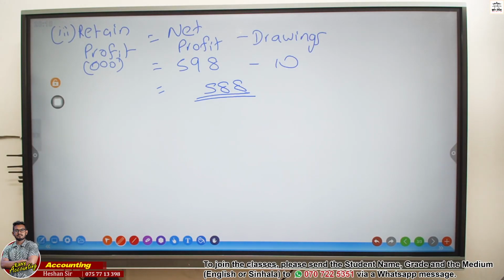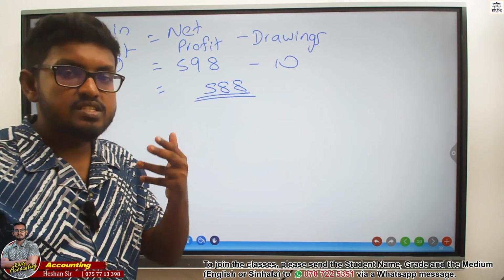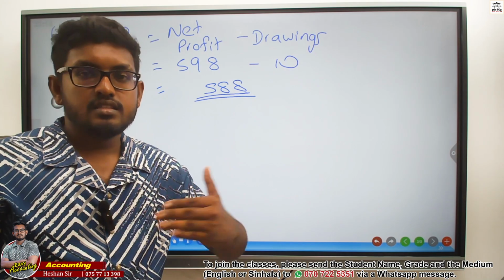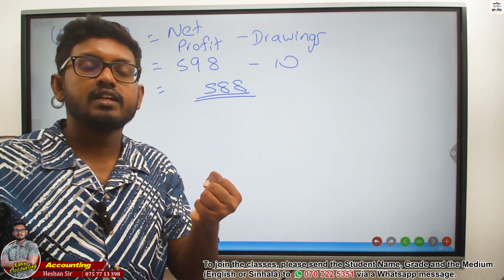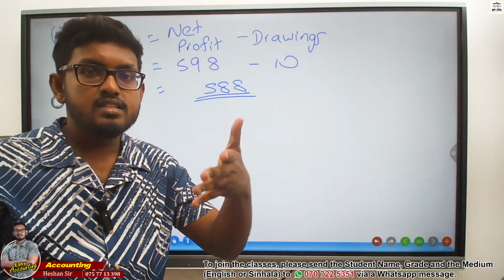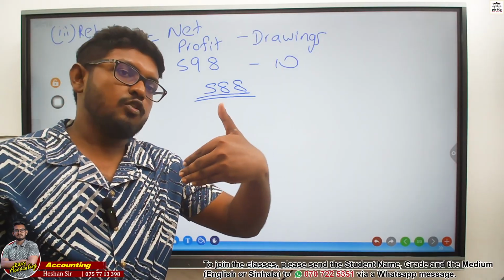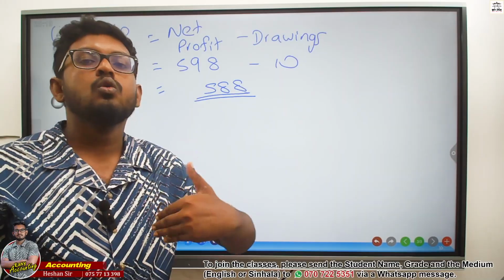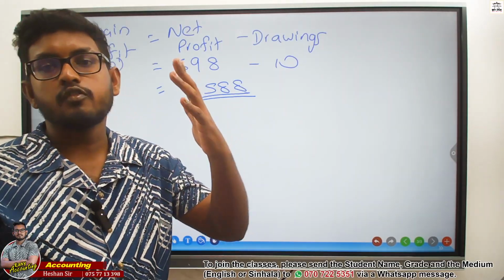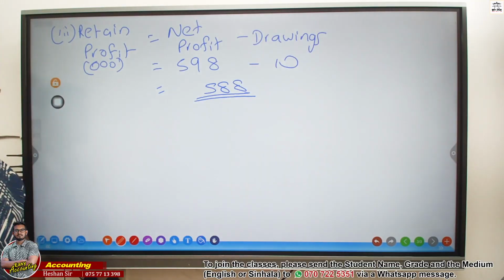So the net profit minus drawings is the retained profit, right? In company accounts, you will learn this later. Retained profit means profit retained in the business. We calculate the profit, and then for companies we give dividends, or for a sole trader the owner takes some profit. After that we deduct it and we take the retained profit, right?